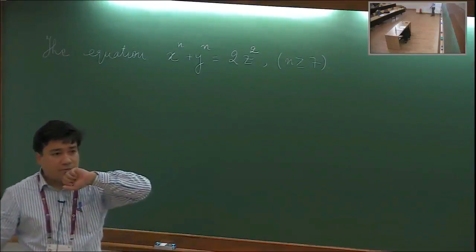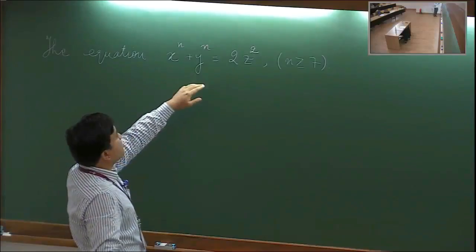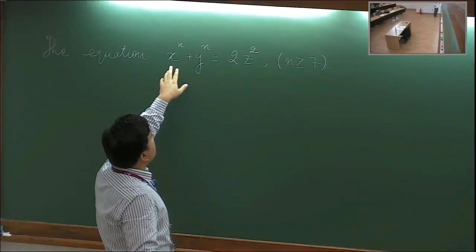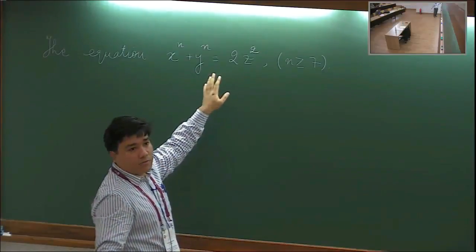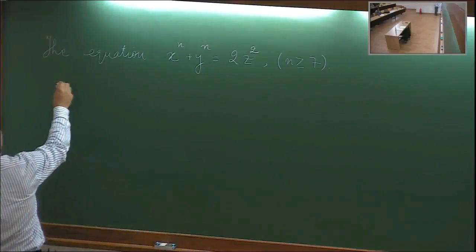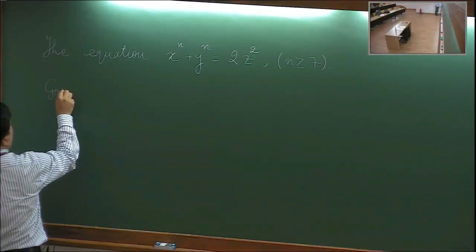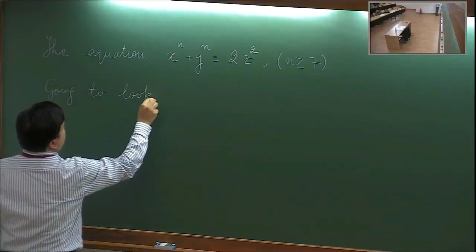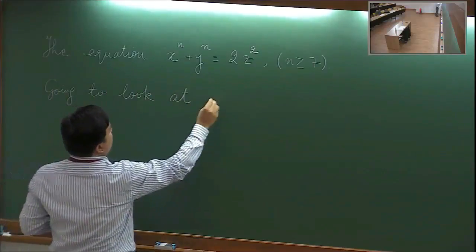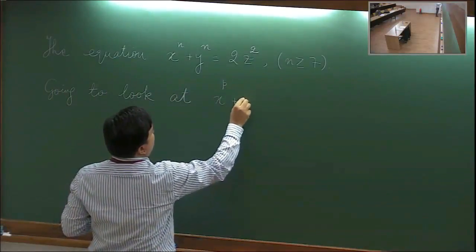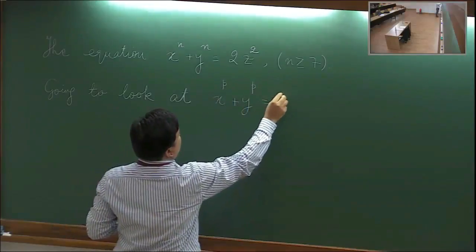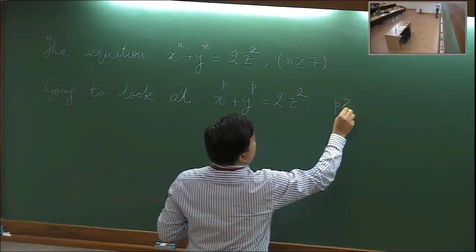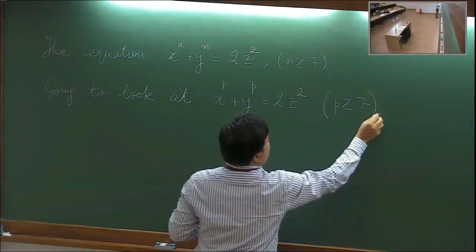What we are going to do is that we are rather going to look at the equation x to the p plus y to the p equals 2z squared, for p a prime number, where p is bigger than or equal to 7.